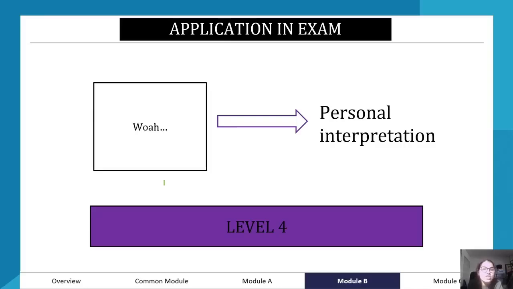And then finally, the fourth level, where you go beyond that band 6 level, is when you are actually interpreting. So it's your personal interpretation of the text. So for example, what did you take away from the text? And that's really important. Markers are looking forward to reading your personal interpretation. They want to know what you thought about the text.